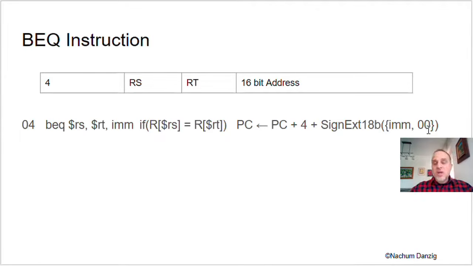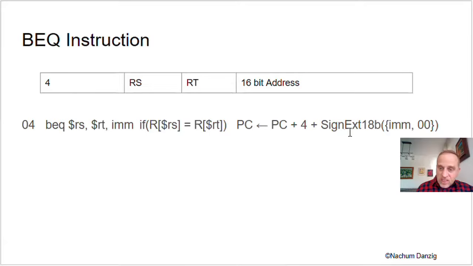Because any number that you have in binary, if you shift it left once, it's doubled. And if you shift it left twice, it's doubled twice. So that's doubling twice, which is times 4. So what we do is we take the 16-bit address and we add 2 zeros to it. So if it was, let's say, 10 over here, it'll become 40. And then we sign extend it to get a 32-bit address. So it tells us how much to add to the PC.